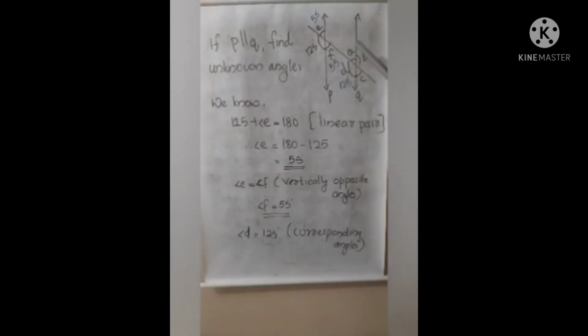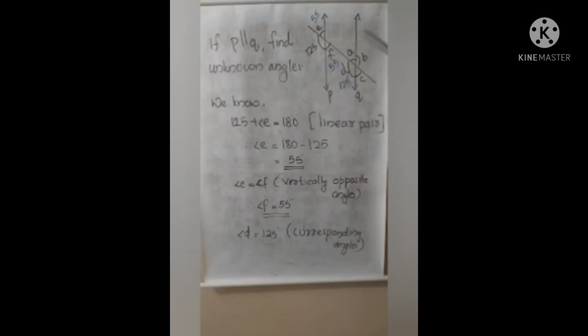Now how can you find the values of A, B, C? Here D is 125 degrees. What is the relation between D and B? They are vertically opposite angles, isn't it? This is the vertex opposite to D and this is the vertex opposite to B. So D and B are vertically opposite angles, so they are equal. If D is 125 degrees, then B is also 125 degrees. So we got B equal to 125 degrees.